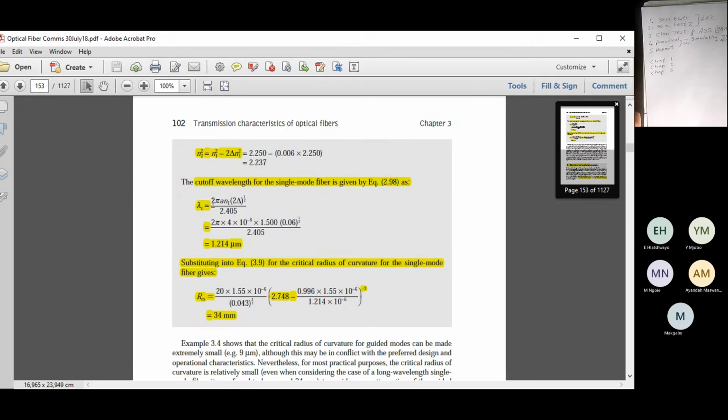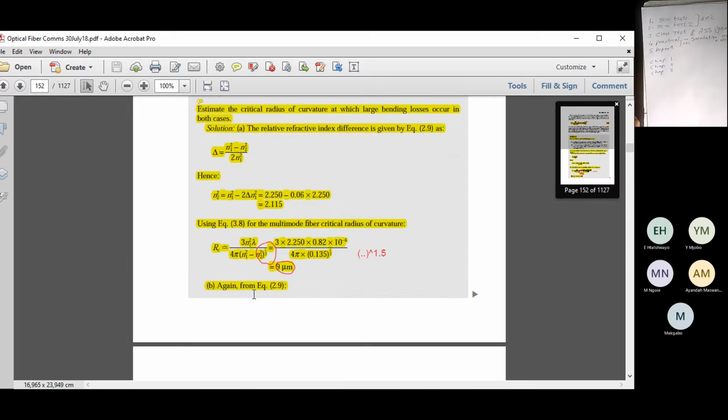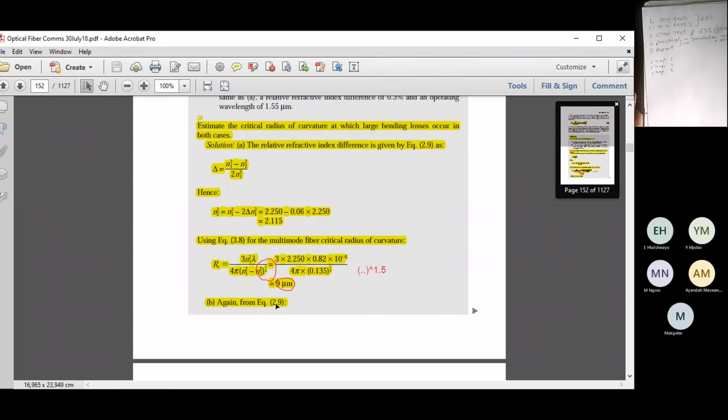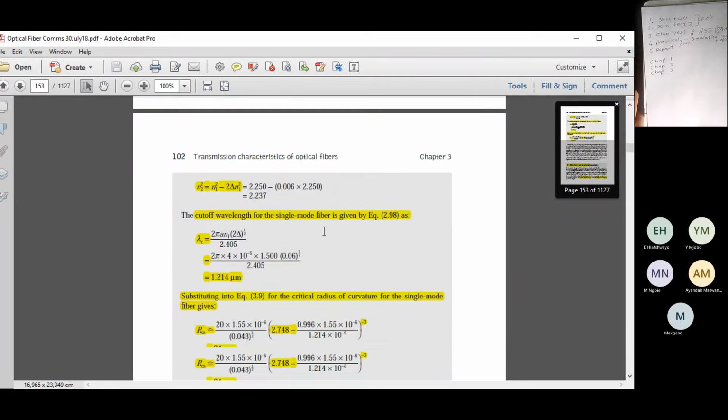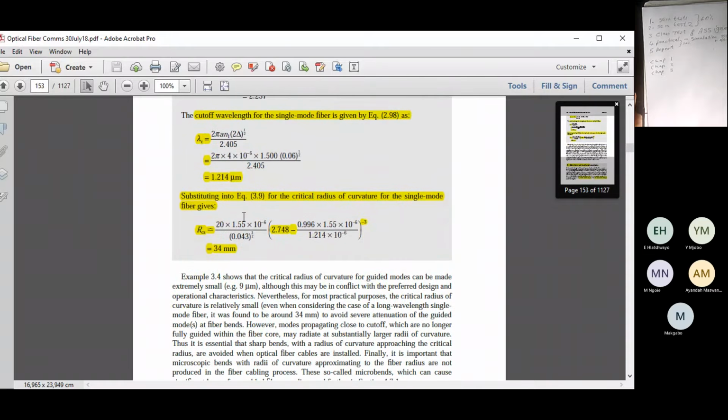And they calculate the cutoff wavelength, and they do everything in the radius of curvature for single mode. You see it's 34 millimeters. It's much less than that one. What is that one? I didn't see what it was. But okay, 34 millimeters. You can't bend it less than that. Right.